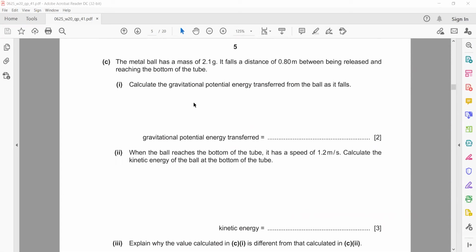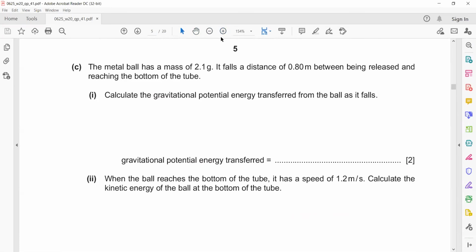The next question, the metal ball has a mass of 2.1 gram. Keep in mind when you use the values, units should always be in SI. It falls at a distance of 0.8, so we know the height, we know the mass, but the mass in gram we have to convert into kilograms, so it will be 0.0021 kg. Divide by 1000. Calculate the gravitational potential energy.